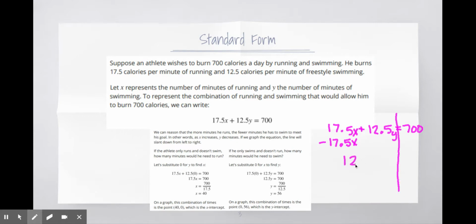So then what I'll be left with is 12.5 times Y is equal to negative 17.5x plus 700. And now to finish, I would want to divide each side by 12.5. It's really important over here to remember that I have to divide each term by 12.5. But now I have just Y on the left, and I have a negative 1.4 when I do that division, times X plus 56.